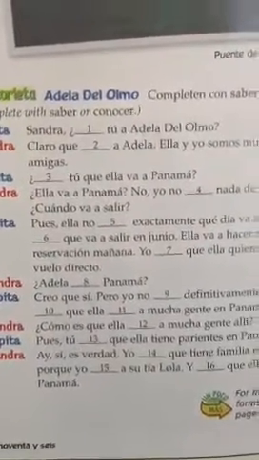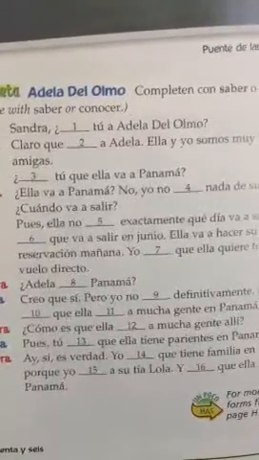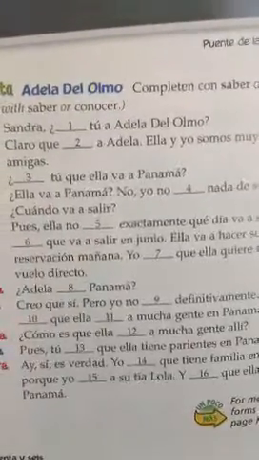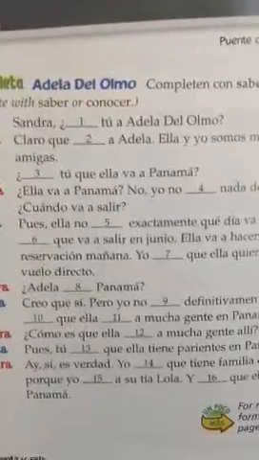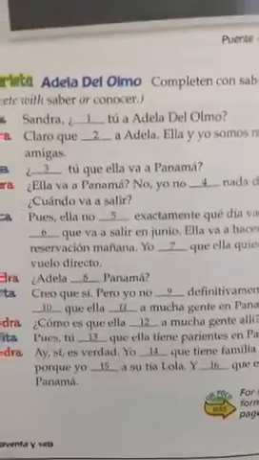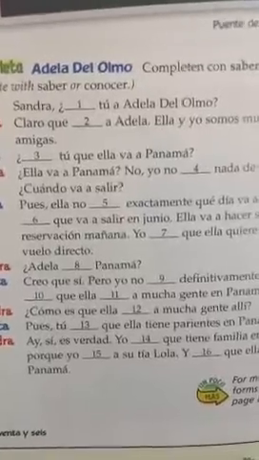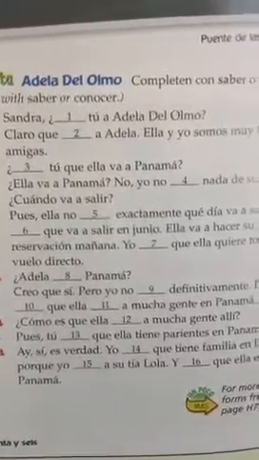Sandra, blank tú a Adela del Olmo? It's referring to, do you know Adela? So do you know a person? You have to think of it in two ways. It's the tú form, because you see the word tú right here. So you need the tú form, and you need to decide if it's saber or conocer. And the correct answer is conoces, because we're talking about knowing a person.